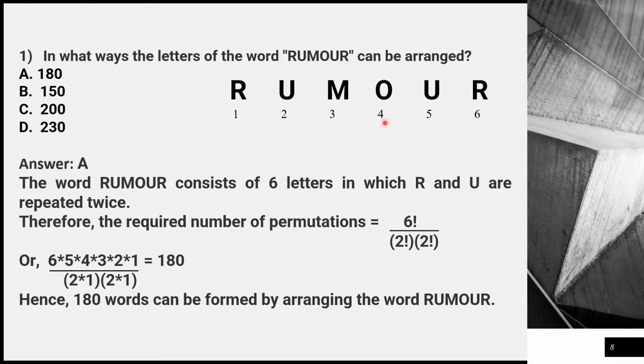At first I will state the general formula. If there are n letters, n things, they can be arranged in n factorial ways, right? Here there are 6 letters, so they can be arranged in 6 factorial ways. But remember, when letters are repeated, here you can see R is repeated and U is also repeated, you should divide by the repetitions. Here, if they are repeated 2 times, U and R, so 2 factorial into 2 factorial, that gives 180. So the option is A.